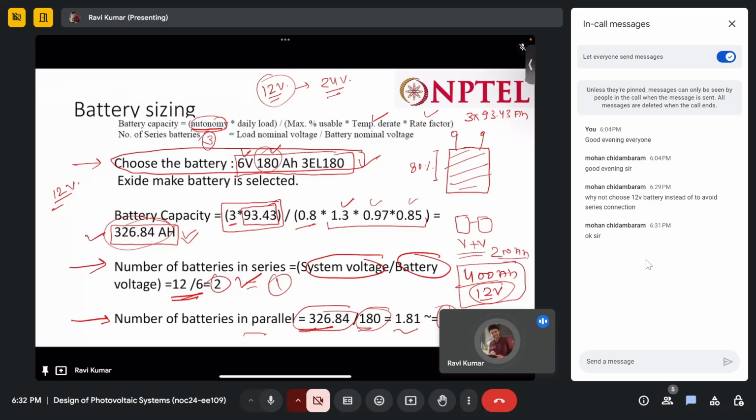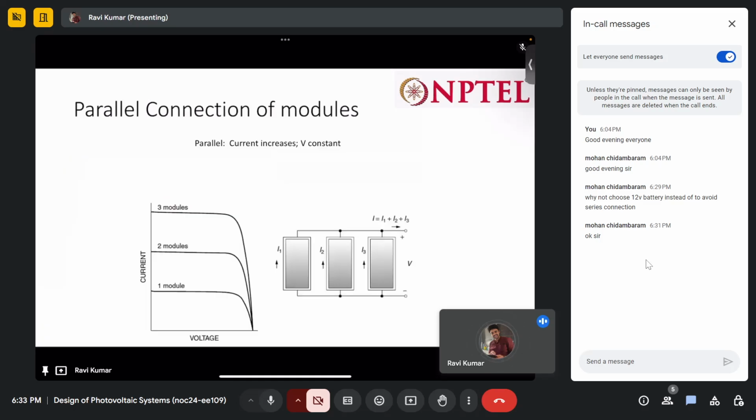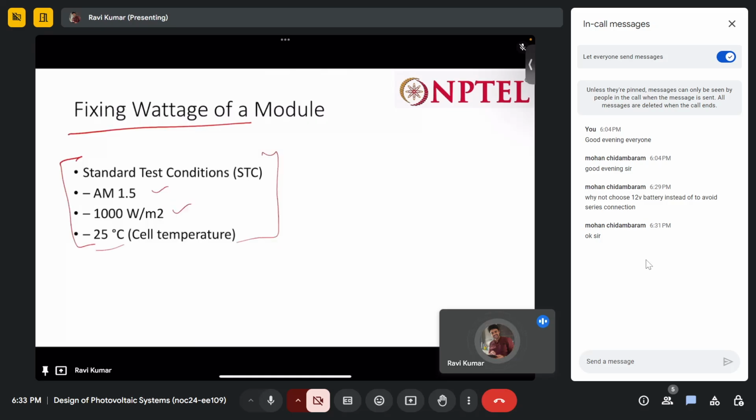Now the battery we have already calculated and selected, and we have identified which configuration and how much battery we need. Now we will move to the PV module. In this particular example, these are the basic things. We have a PV module at STC, 1000 watt per meter square at 25 degrees temperature. Fixing the voltage of the PV module means you can go to the market and see what voltage of module you have. Then you can do this exercise.